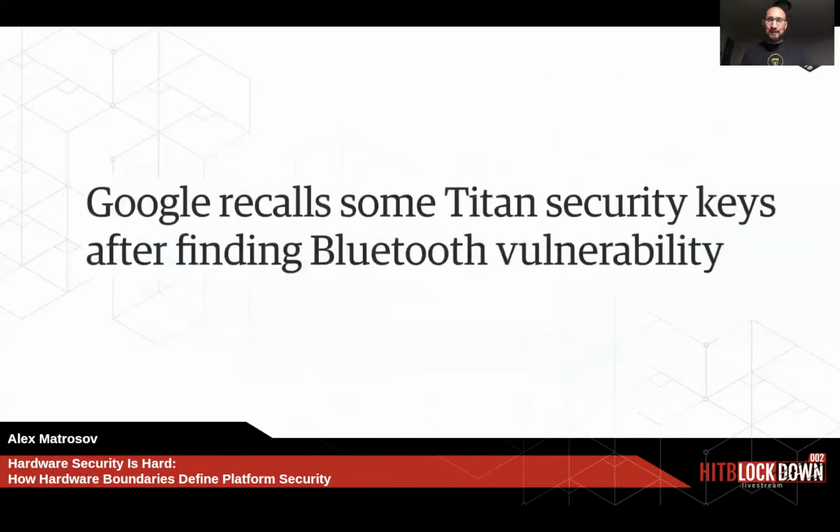But anyway, because the Titan chip is in many cases unpatchable, let's remember the vulnerability found in Bluetooth last year, when Google recalled the Titan security keys because the vulnerability is based on silicon. Silicon patches in many cases are impossible, so it makes for a very expensive way to patch, basically changing the device for your customers.